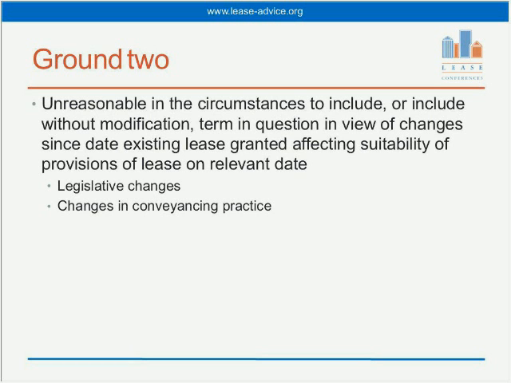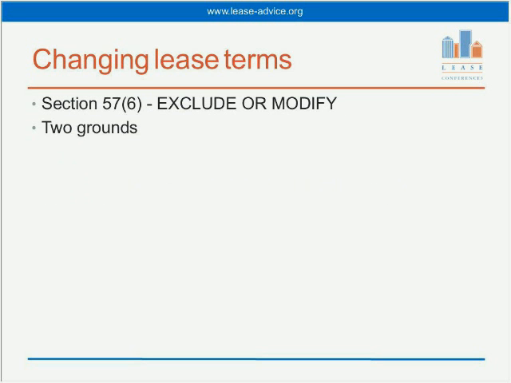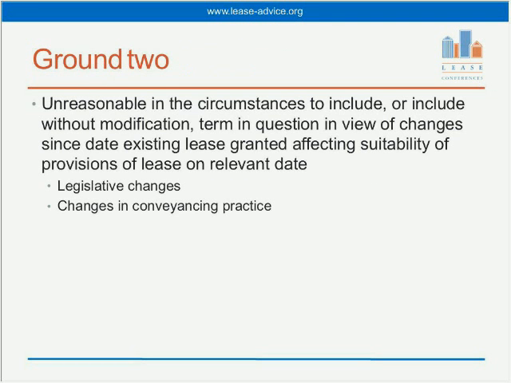The other ground, which I alluded to in Birchall against Raj, where it's necessary to remedy a defect in the lease. The other ground where one can argue for a term to be excluded or modified is where it's unreasonable in the circumstances to include without modification a term in question in view of changes since the date the existing lease was granted, affecting the suitability of provisions of the lease on the relevant date. So things like legislative changes perhaps, or changes in conveyancing practice, and that was alluded to in the Birchall and Raj case.